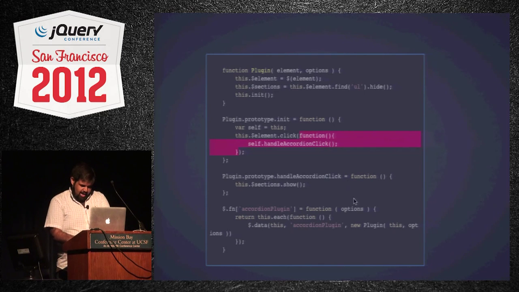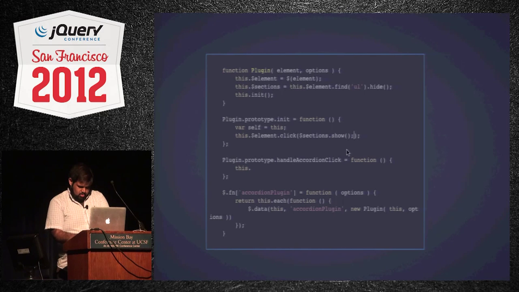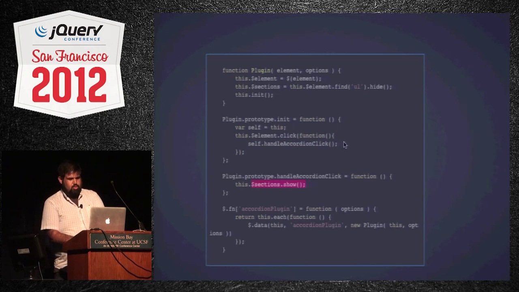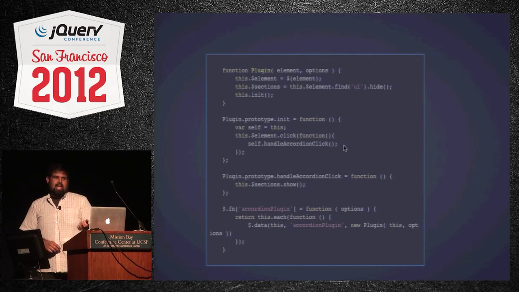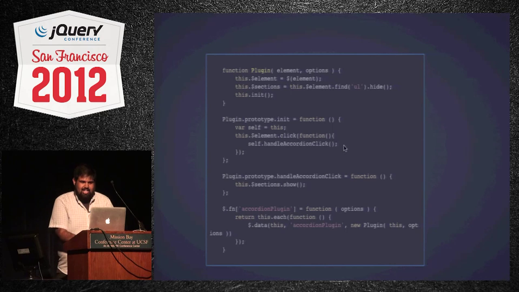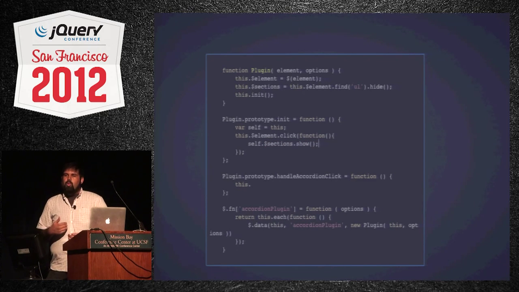This could be written in a way where, for example, I do this. I do not actually put handle accordion click into a separate function; I could do that directly here. If I did this, I would have nowhere for my testing code to inject its fake function to make sure that it was called.